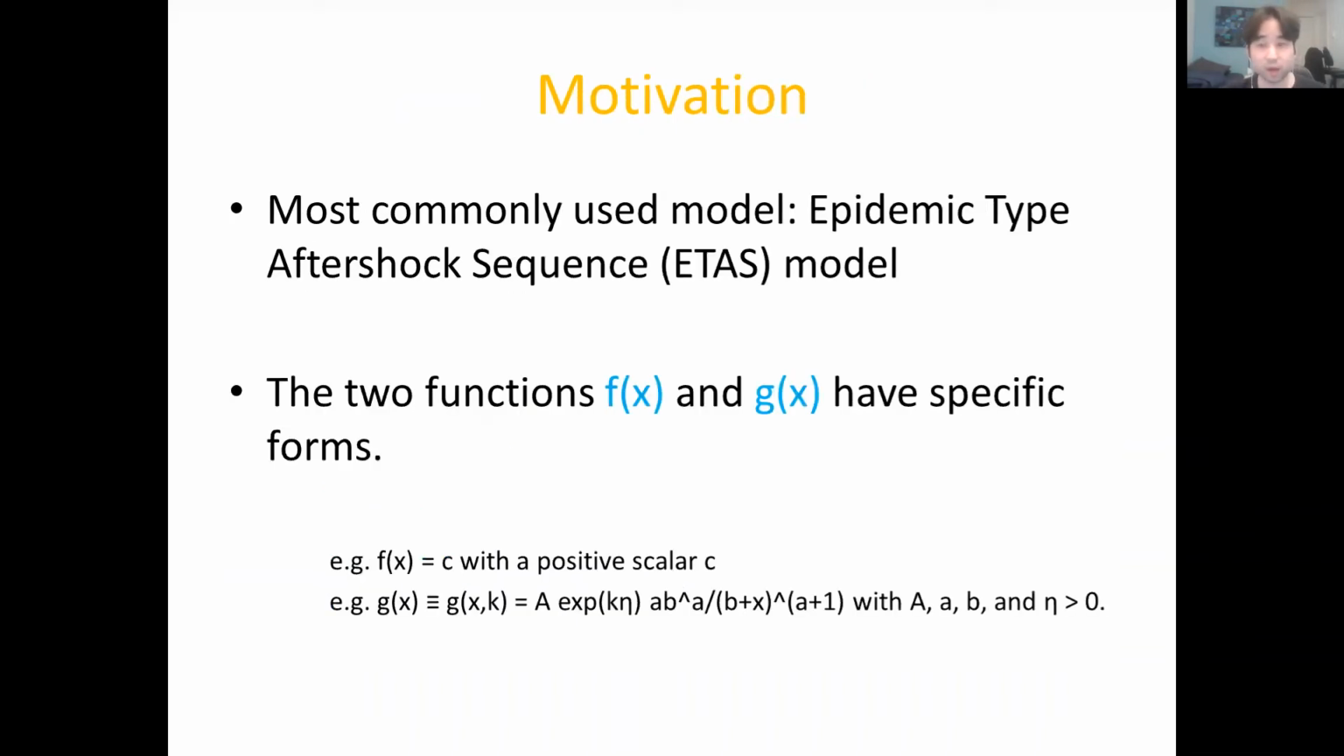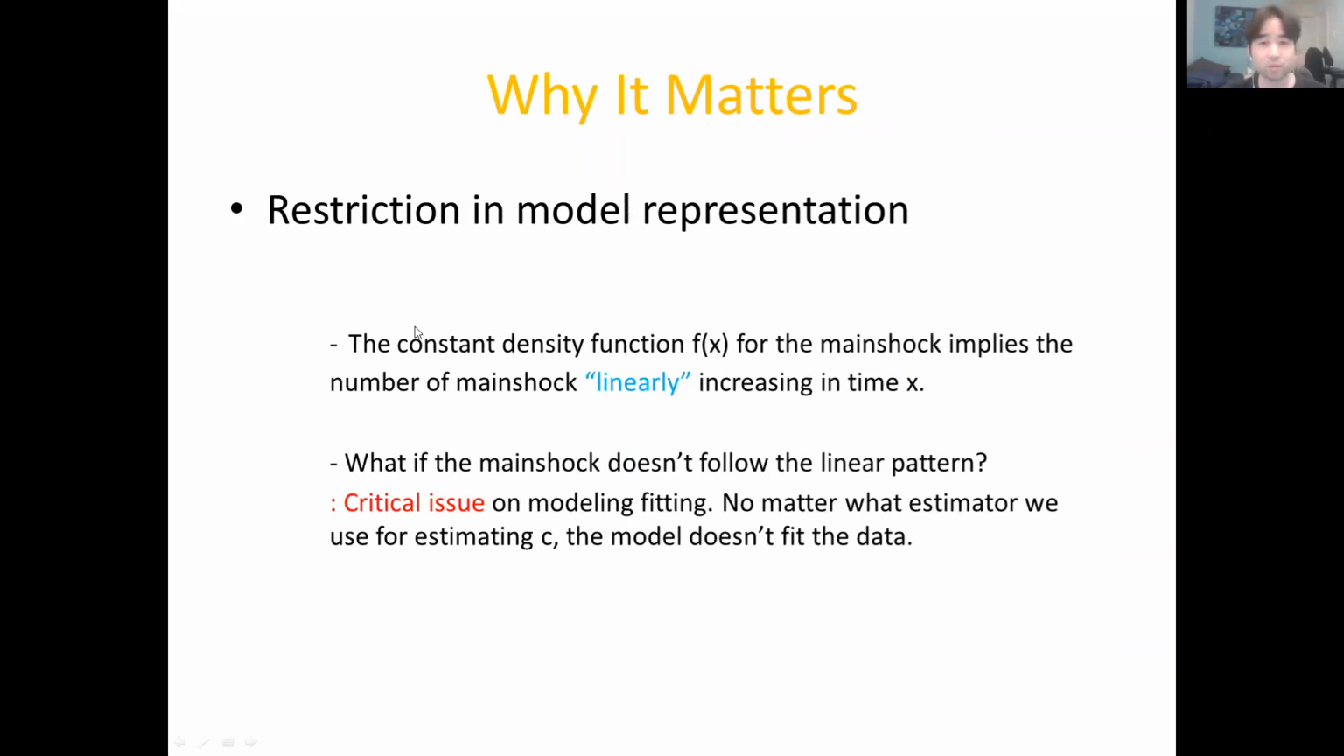The ETAS model is the most commonly used, and it has specific forms for the two target functions f of x and g of x. For example, in its test model, f of x is constant. This is a huge restriction in model representation, because the target function f of x cannot take any other form except a constant.